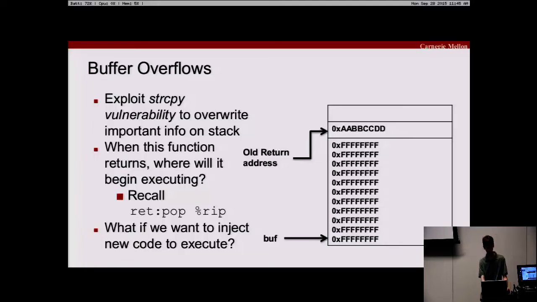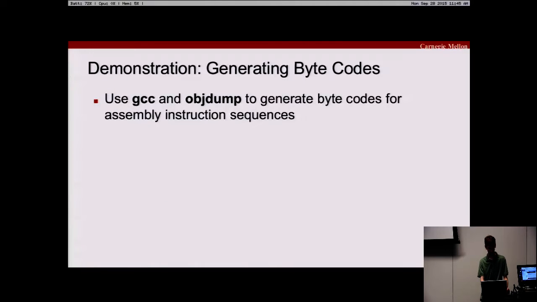So one of the things we'll want to be able to do, if we want to make our own code and put it in this buffer and execute it, is we'll need some way to take code and turn it into the correct bytes that the machine actually uses. Because what we're putting in is a sequence of bytes, a string, and we need to put in the bytes that correspond to code.